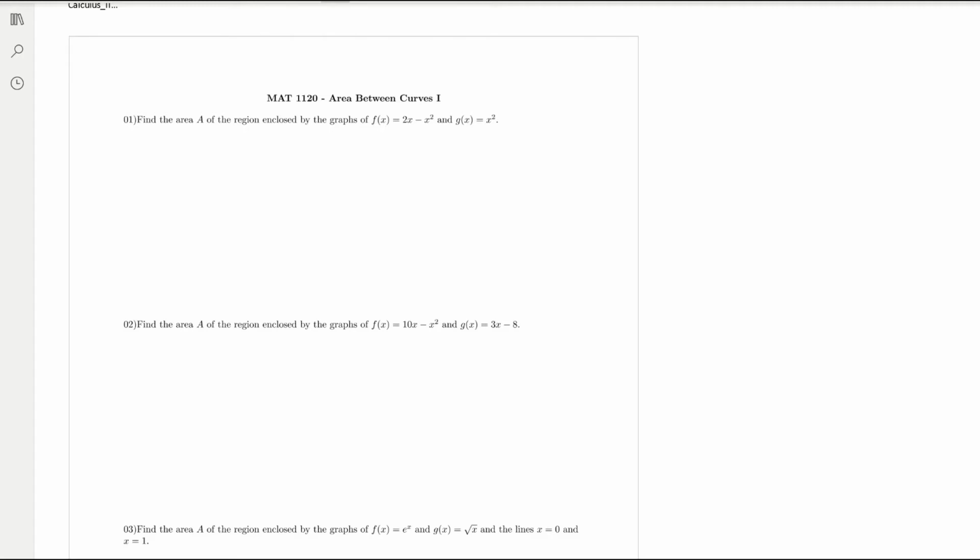Now the first example is: find the area A of the region enclosed by the graphs f and g. So you want to find the area between f and g. Where should you start? If the graph is not provided, the first thing you should do is draw a rough sketch of these graphs. You don't need to be super accurate, just a rough sketch should be sufficient.